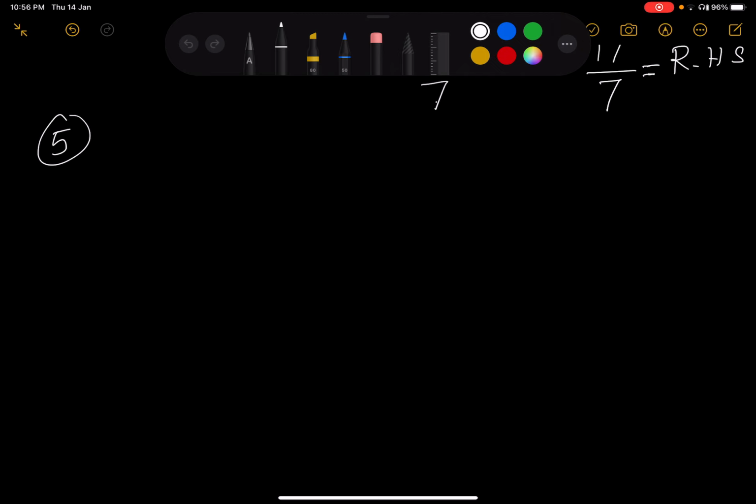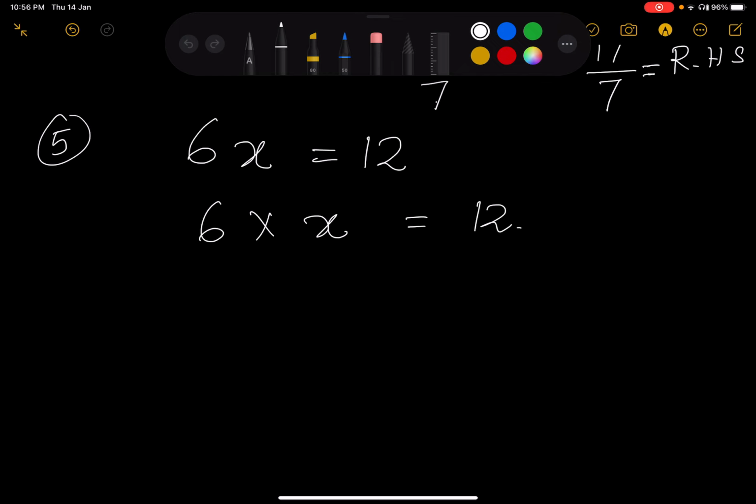We did with only numerical numbers, then we used one fraction. Now see this problem, if it is given 6x is equal to 12. Okay, 6x is equal to 12. So here left hand side is actually 6 into x is equal to 12. So in this case, how to find out x?